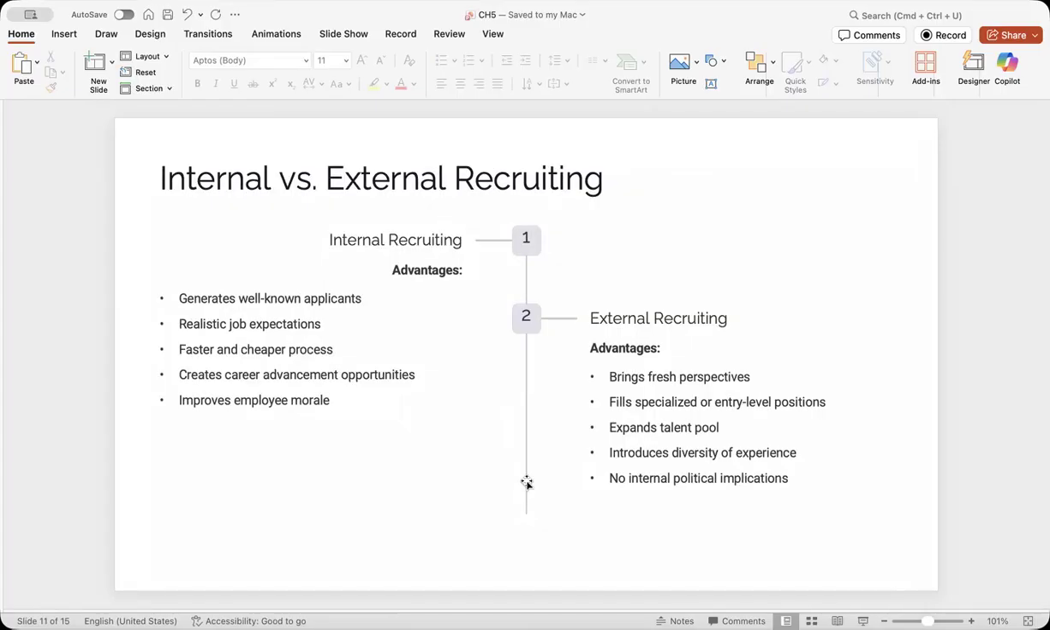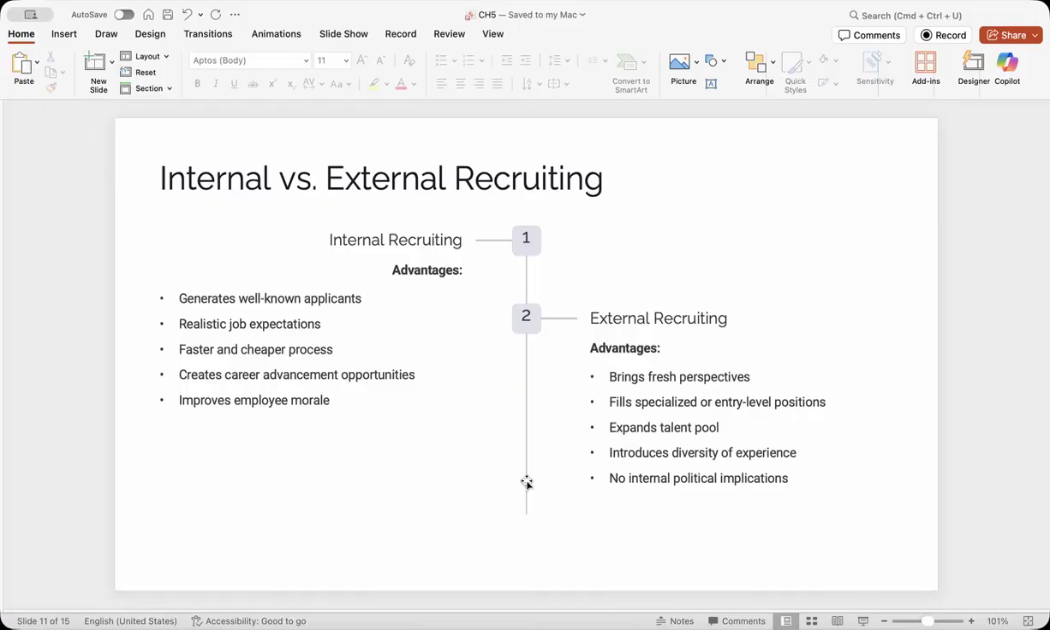Internal versus external recruiting. Internal recruiting is all about keeping the people that we already have. What are the advantages? It generates well-known applicants, realistic job expectations, a faster and cheaper process, creates career advancement opportunities, and improves employee morale. External recruiting is going out and recruiting new people. It brings in a fresh perspective, fills specialized or entry level positions, expands the talent pool.